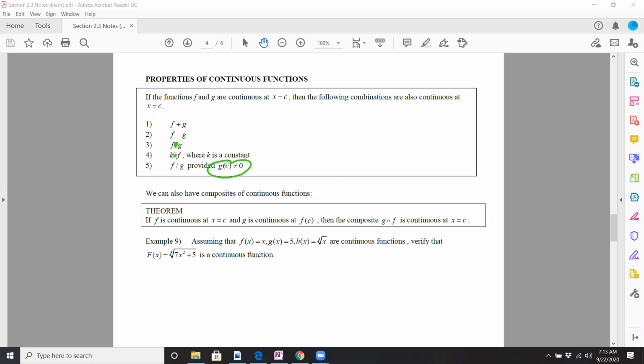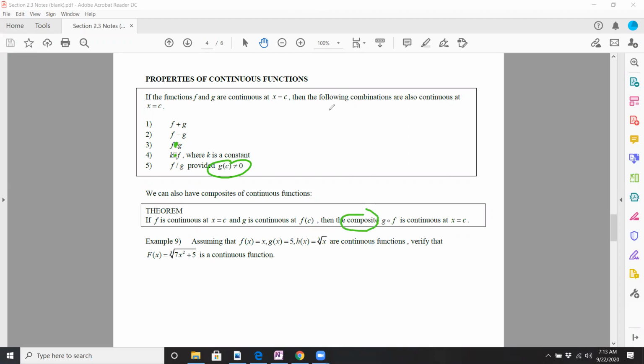Likewise with continuous functions, with composite functions. Oh, it looks like my stylus died. Don't know how that happened. We'll have to charge it.